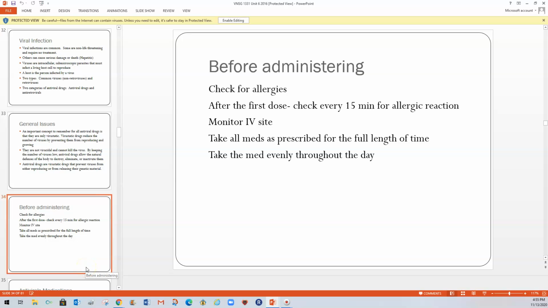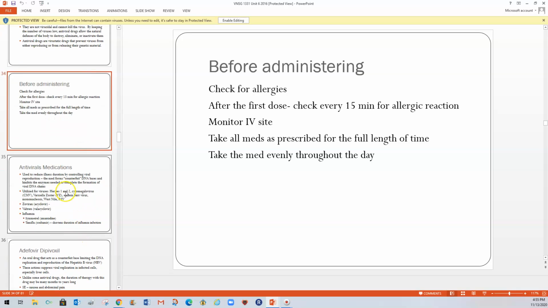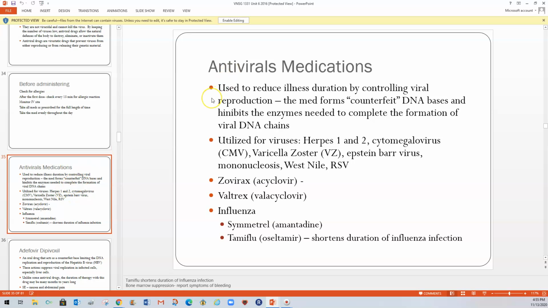Before administering any meds, you check for allergies. After the first dose, check every 15 minutes for allergic reaction, and monitor the site. Take all the meds as prescribed and take them evenly throughout the day. These meds are used to reduce illness duration by controlling the viral reproduction.